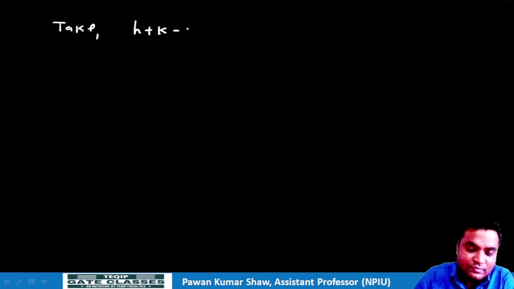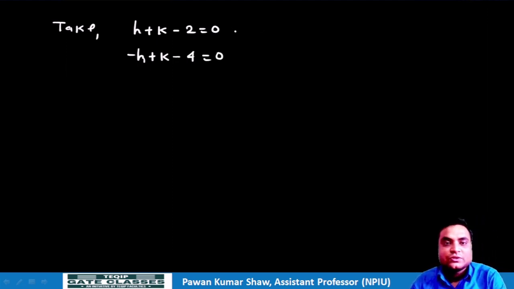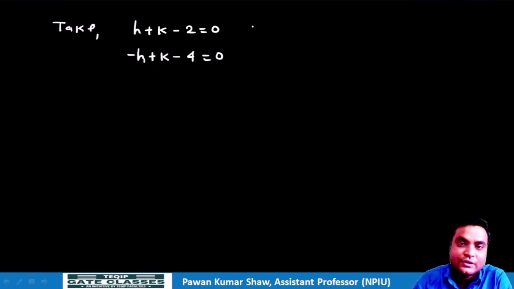So after that, take H plus K minus 2 equal to 0 and minus H plus K minus 4 equal to 0, and this is a system of two linear equations in two variables H and K, and we can find the value of H and K. You can apply any method to find them. After solving, in this case we will get H equal to minus 1 and K equal to 3.